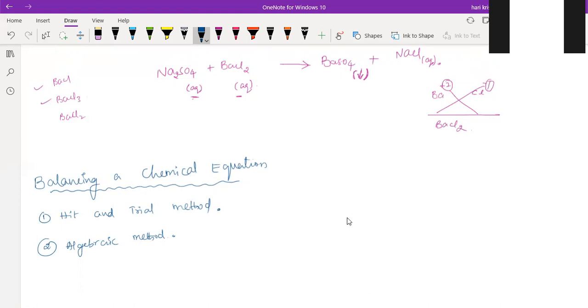This hit and trial method, you'll study it again in class 10th, but it is a stepwise method. We'll do the balancing stepwise, total 6 to 7 steps. But in the algebraic method, we'll do the shortcut. We don't have more steps, just shortcuts, and it is a simple way to solve the given chemical equation in less time. So first I will teach the algebraic method, then we'll go for the hit and trial. Okay.